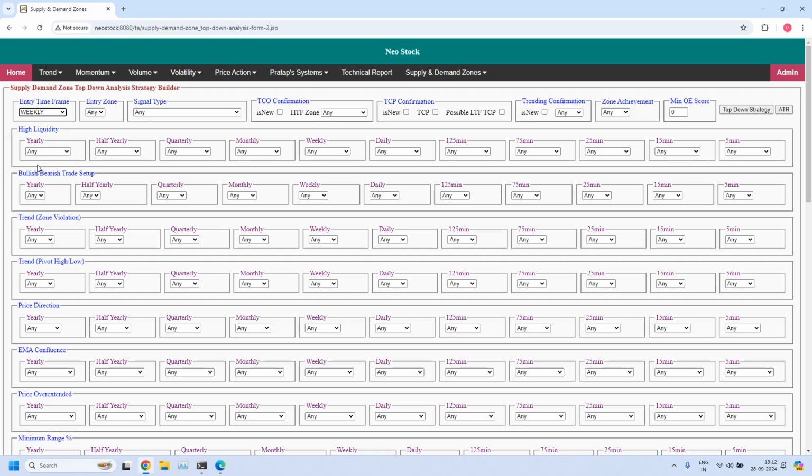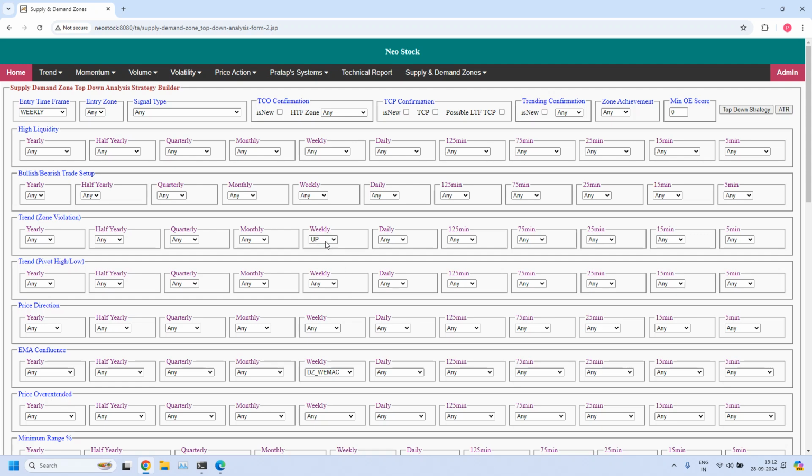So entry time frame is weekly. In the EMA confluence at weekly time frame, we want weekly demand zones that are having weekly EMA confluence. But you know that EMA confluence makes sense only in the trending market. For demand zones, uptrend makes sense. So that is the reason why in the trend, zone violation trend at weekly time frame, I am selecting uptrend. Our software supports both the trends, zone violation trend and swing high-low trend. That is nothing but pivot high-low trend. You already learned in phase 1 training: higher high, higher low, lower high, lower low, equal high, equal low. Based on that, we can identify.